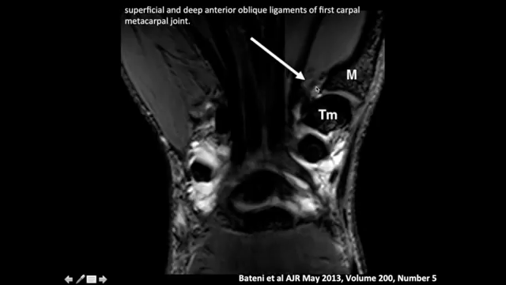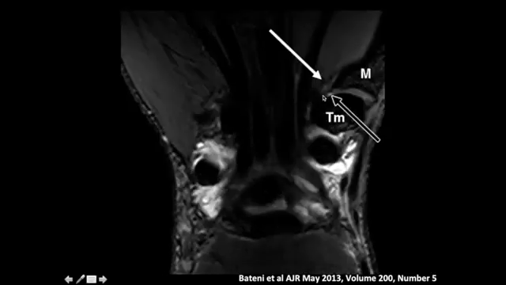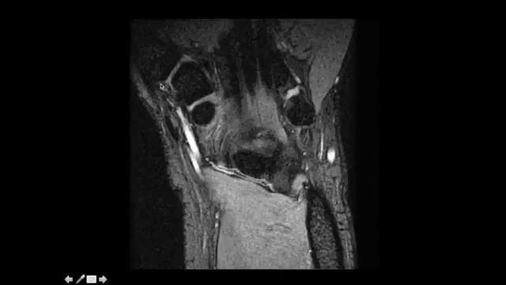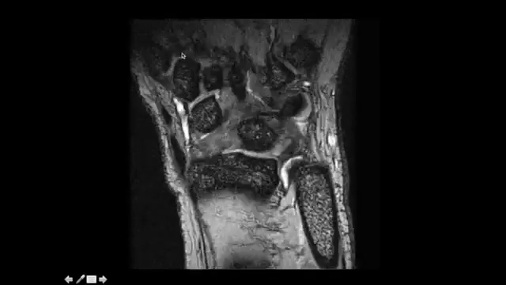Along the medial margin, we shall see the superficial and deep anterior oblique ligaments of the first carpometacarpal joint. So here again we see nicely the deep and superficial components. We catch the dorsal radial ligament as well as the anterior oblique ligaments here.